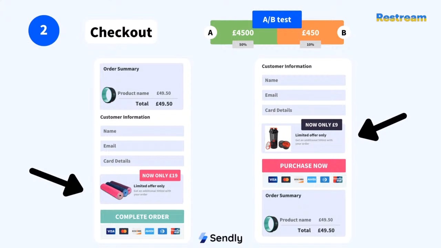Anyway, we can move on and take a look at a couple of checkout examples here. One of the main ones, where the arrows are pointing, is that we're offering different types of pre-sale bump offers. On the left-hand side, we're offering exercise mats. On the right-hand side, we're offering a protein shaker. Okay, because you just don't know what you're going to be able to sell more of.